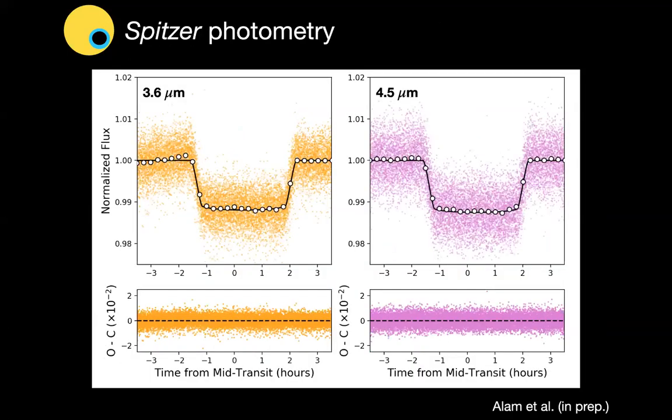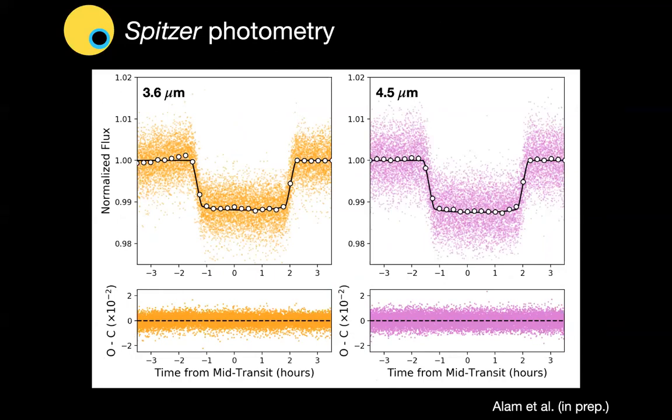and we also combined our STIS observations with existing Spitzer photometry. These are the detrended Spitzer light curves overlaid with the best fit model for the 3.6 micron channel on the left in orange and for the 4.5 micron channel on the right in pink.